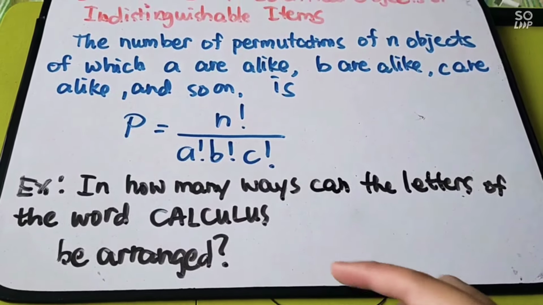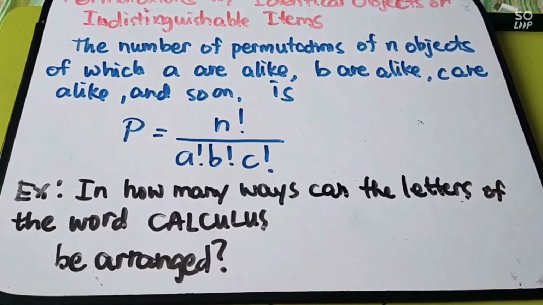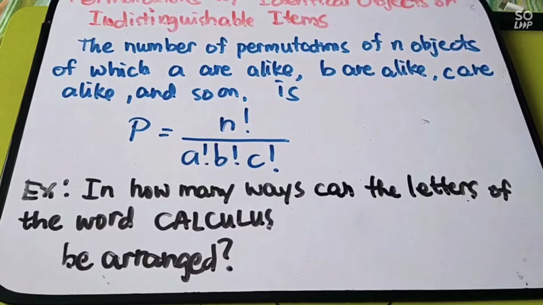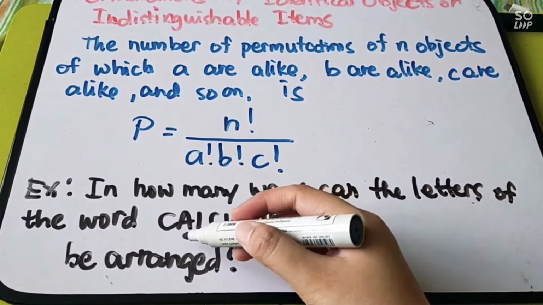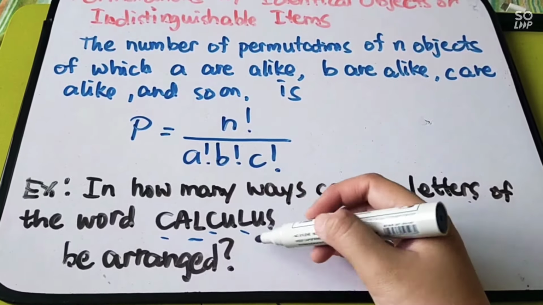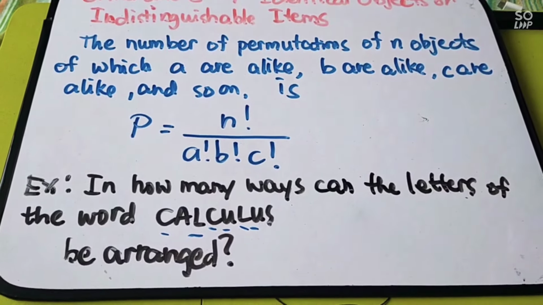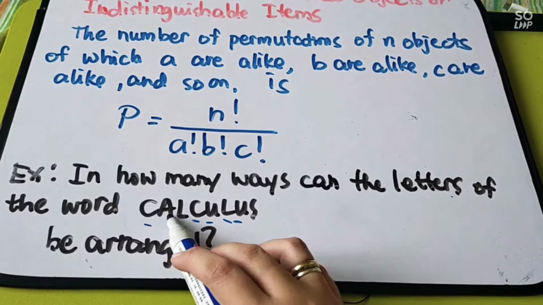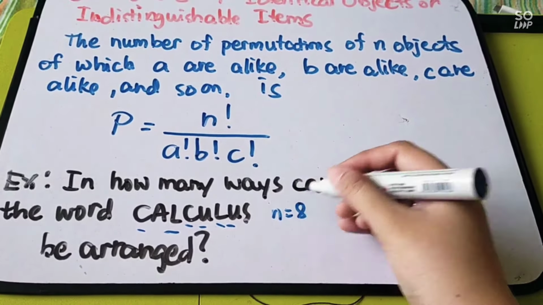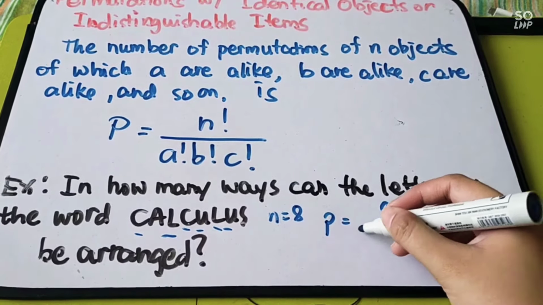Sabi dito, in how many ways can the letters of the word calculus be arranged? As you can see in the word calculus, may mga umuulit na letra. Sino yun? Si letter L, si letter C, si letter U. Is it clear? Now, how many objects are involved here? We have 1, 2, 3, 4, 5, 6, 7, 8. So, our n here is 8. So, we have P is equals to 8 factorial.